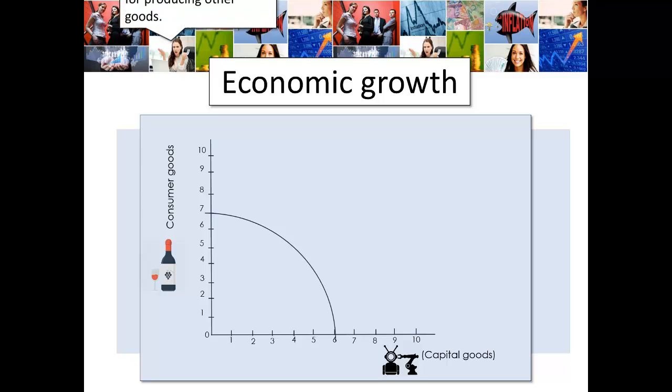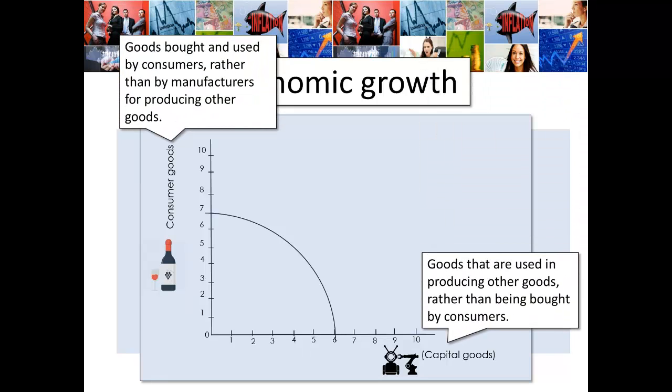We can also show economic growth on our PPC model. On our y-axis we have consumer goods, example wine, and on our x-axis down the bottom we have capital goods, for example robots. So consumer goods are those goods bought and used by consumers rather than by firms for producing other goods. And capital goods are those goods that are used to produce other goods and they're not bought by consumers.